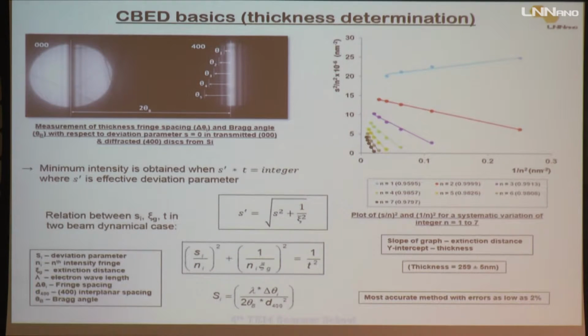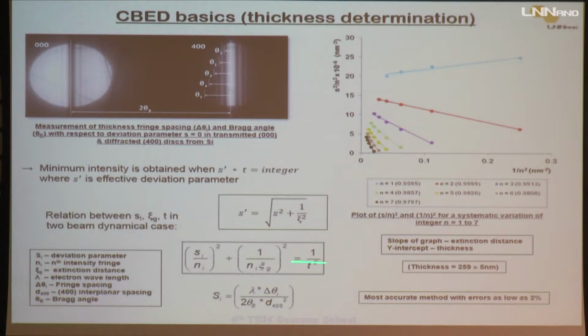So next, the first primary application, and it's a really basic application, is understanding the thickness of your sample using CBD. From the Howie-Whelan equation, it is possible to understand the intensity of a diffracted beam, and by rearranging that Howie-Whelan equation in terms of deviation parameter, extinction distance and thickness, it represents a form of straight line equation. And if you know the extinction distance of your sample, by just inputting it into this equation, we can straight away get the thickness.